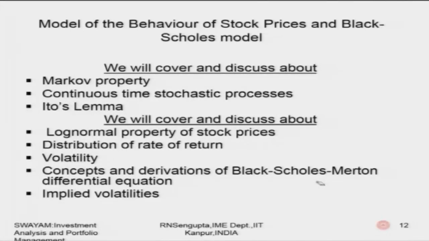I did mention very briefly the experiments of Robert Brown, the botanist. So, we will consider the continuous time stochastic process. Discrete time and continuous time would be highlighted, and why we are considering continuous time, I will come to that later. We will consider Itô's lemma and the brief background for that. We will also cover the log normal property of stock prices, and I did mention the log normal properties there, which also have an implication for how the continuous compounding concepts have come. We will consider the distribution of the rate of returns. Here the third bullet point is the volatility, and I would like to highlight it here.